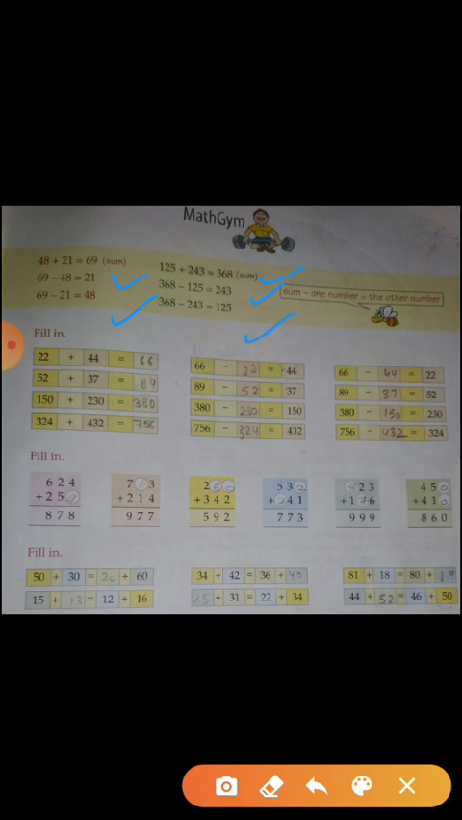Now come to fill in the blanks. 22 plus 44. Add the numbers. First you add the ones. Then after that you add the tens. The answer is 66. Like this you complete all parts, students.